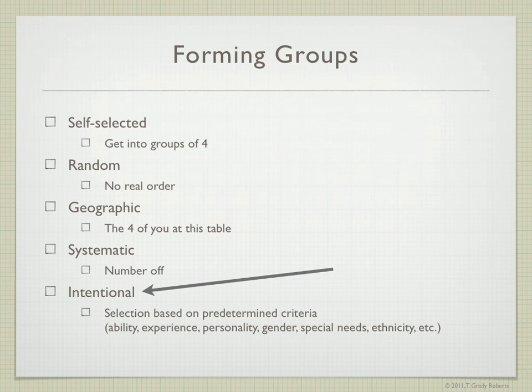You could use some sort of systematic where you number off 1, 2, 3, 4, 1, 2, 3, 4, 1, 2, 3, 4. All the 1s get in a group, all the 2s get in a group, and so forth. Then you can also use intentional grouping, and this is where you group students based on some sort of predetermined criteria, like their ability, their experience, personality, gender, special needs, ethnicity, etc.